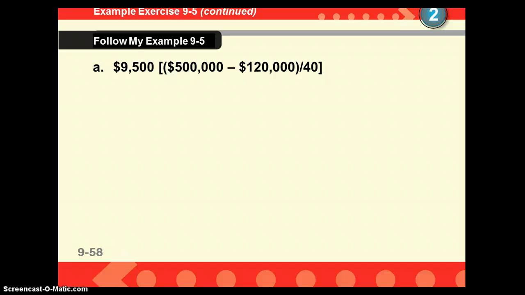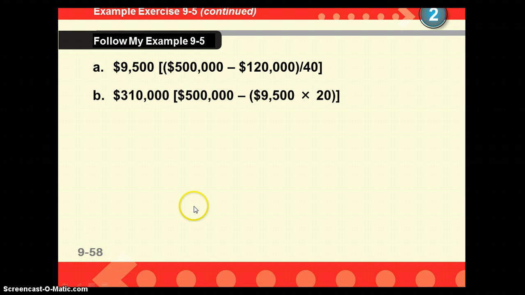Hopefully this is what you've got. Our $500,000 minus our $120,000 is our depreciable value divided by the 40 years means $9,500 per year. For letter B, we've depreciated $9,500 per year for 20 years. And when we subtract that from the original value of $500,000, we have an ending value of $310. This is the current book value of our asset.